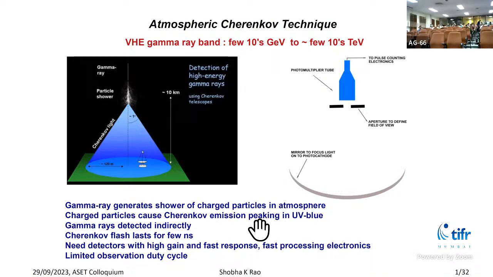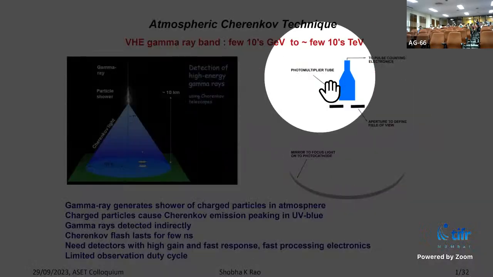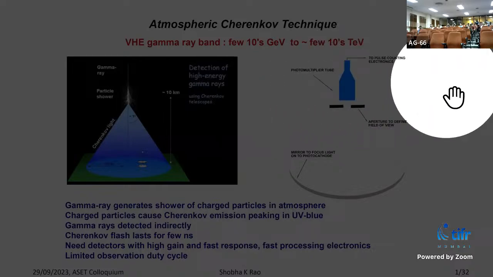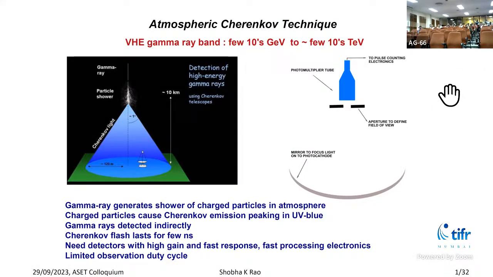So typically PMTs are used as photosensors in this camera, but recently silicon photomultipliers have emerged as an alternative. Pulses from these PMTs or SiPMs are given to processing electronics. Now this Cherenkov light is quite faint and it lasts just for a few nanoseconds. So we need detectors with fast response as well as high gain, and also fast processing electronics. PMTs and silicon photomultipliers basically satisfy this criteria.